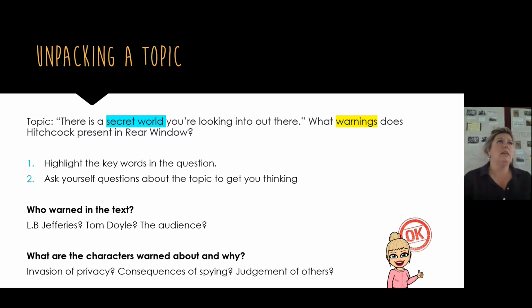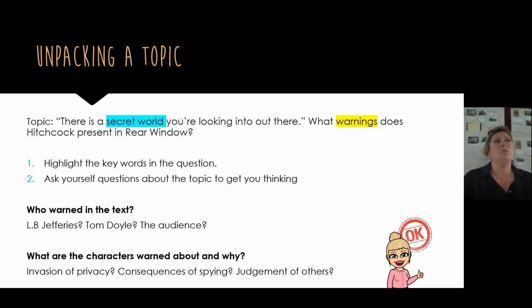Sometimes I think it's easier to start with the characters and then work backwards to the ideas. So the first thing I'm asking is, who is warned in the text? Jeffries. I remember a strange scene where he's warning Doyle to be careful. Are some of the warnings for the audience themselves? Because I remember in class we were discussing a lot about what Hitchcock intended to do in his text. Now, what were those warnings? Because really that's what's going to form the idea for each of my paragraphs.